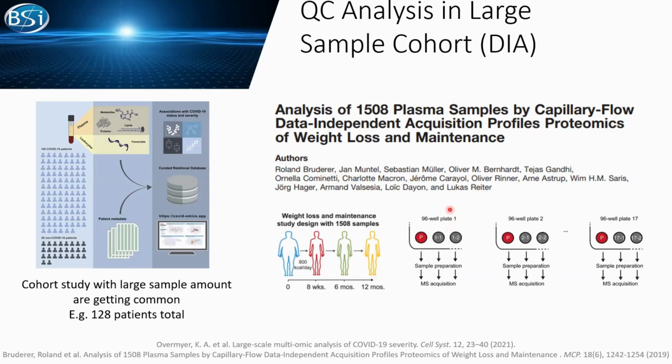In this work, over 1,500 plasma samples are separated into 17 plates, and on the plates the samples are injected randomly. Here, we pick 20 of them to see what kind of QC we can do with the QC feature in PixOnline.